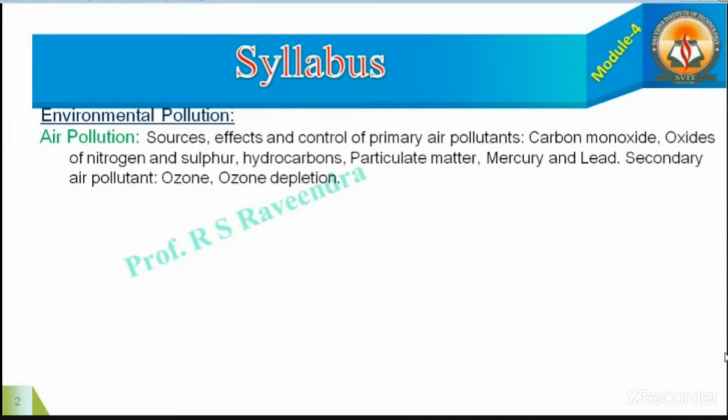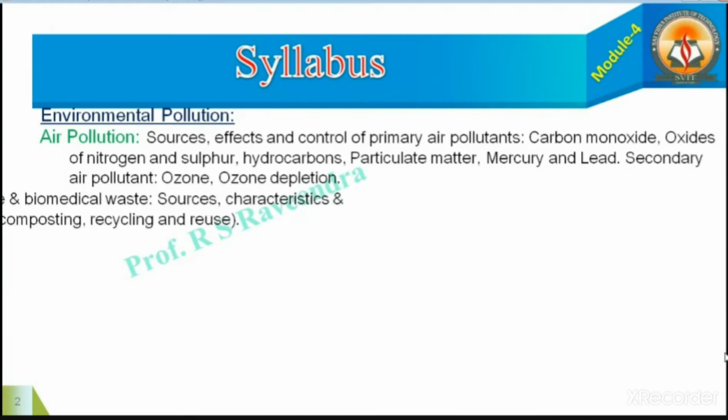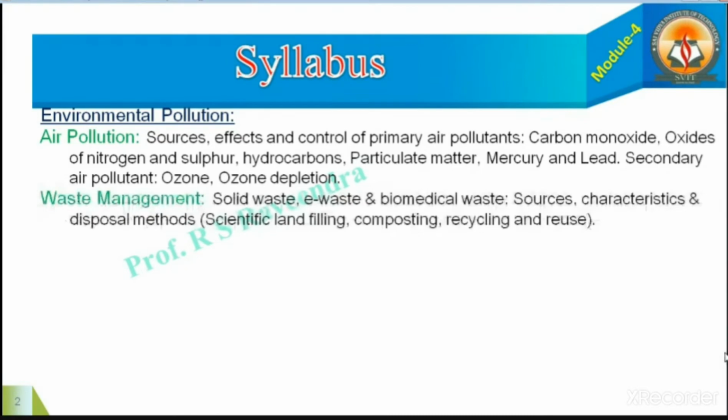In the primary air pollutants, we have seven air pollutants like carbon monoxide, oxides of nitrogen and sulfur, hydrocarbons, particulate matter, mercury, and lead. After that, we have the secondary air pollutant like ozone, and then we have the separate headline, ozone depletion. After that, we have another side heading, waste management, in which we are going to learn the different types of wastes like solid waste, e-waste, and biomedical waste.